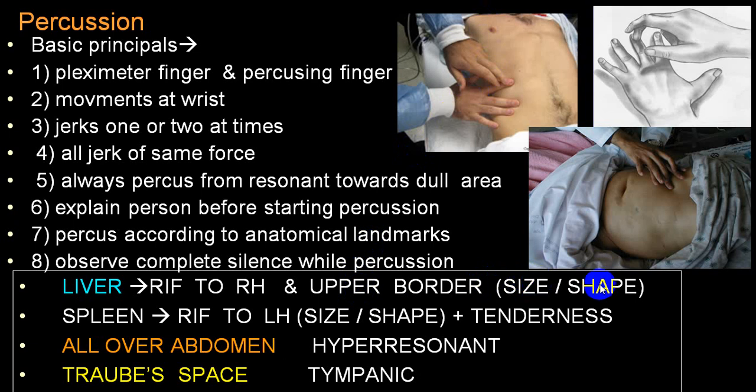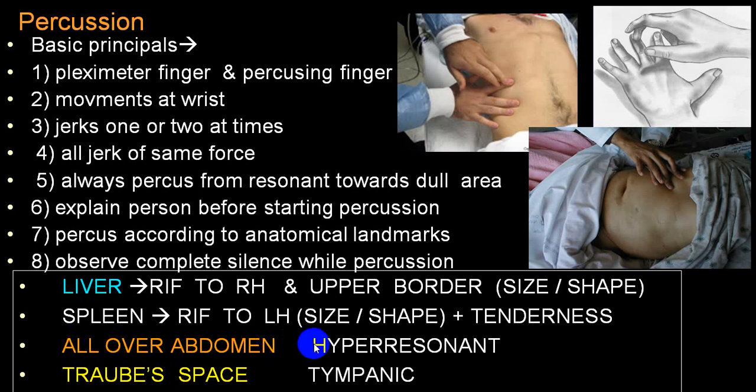as the shape. In the spleen, you will have to percuss from the right iliac fossa towards the left hypochondrium, and you will be able to identify the size and the shape by percussing in that area, that is, the left hypochondrium area. While doing percussion on liver and spleen, you will also be able to identify the tenderness or not.